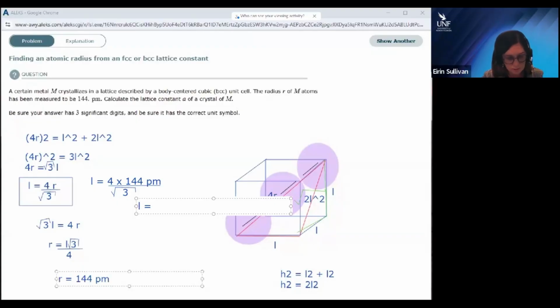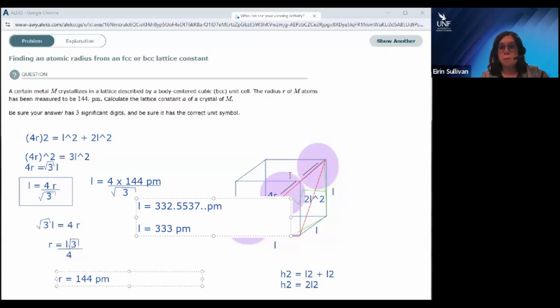So I get L equals 4 times 144 divided by root 3. I have to put the 3 first and the root all in parentheses for it to work. And that comes out as 332.5537 and so on picometers. So to 3 significant figures, which I would say is right for the question, I'm going to say L equals 333 picometers, right? Because 0.5 means we're going to round up.